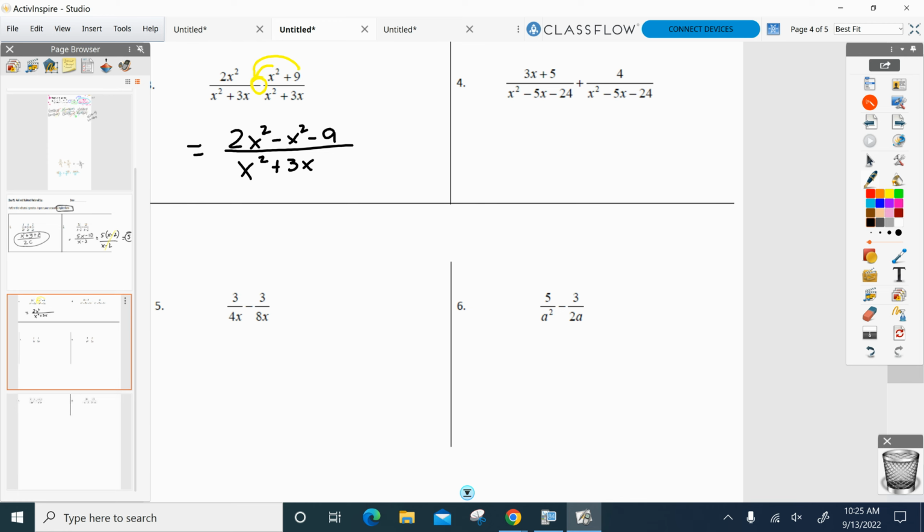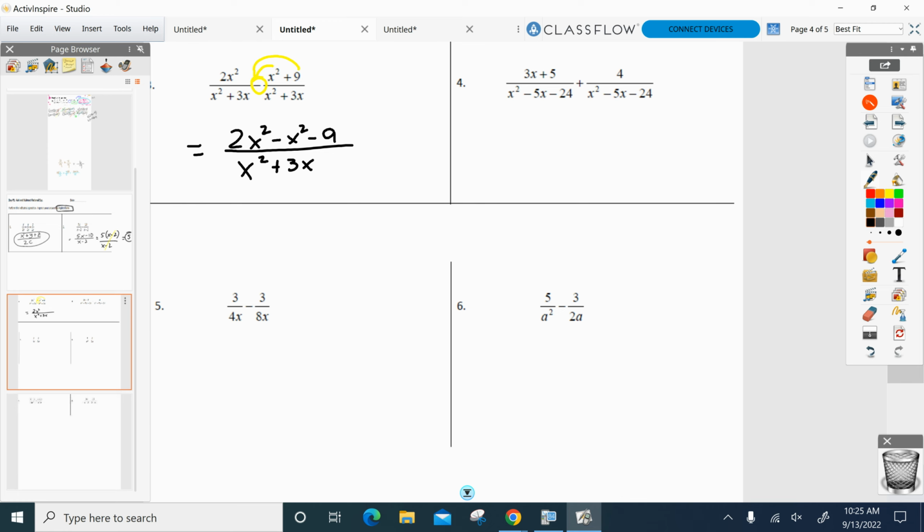What can I combine up there? Look in the numerator, everybody. I'm going to combine like terms. What can I combine up there? 2x squared minus x squared. What do I get when I subtract those two? X squared minus 9. I'm just looking for 2x squared minus x squared.